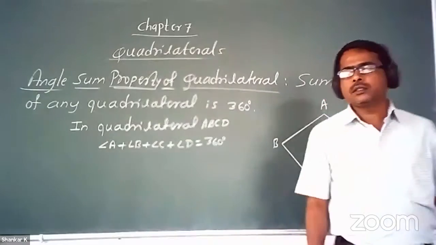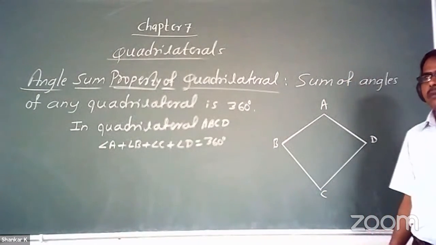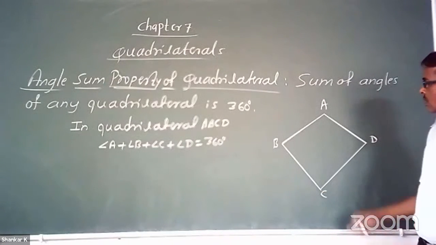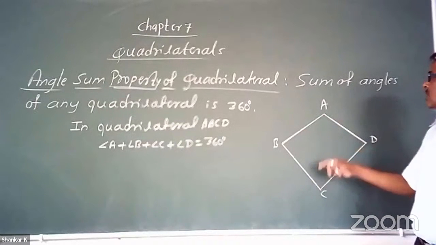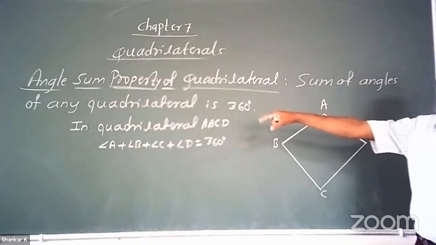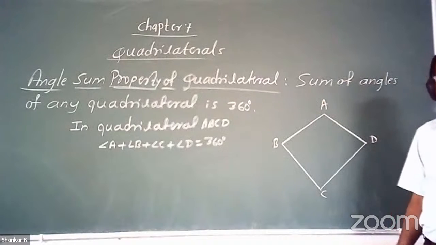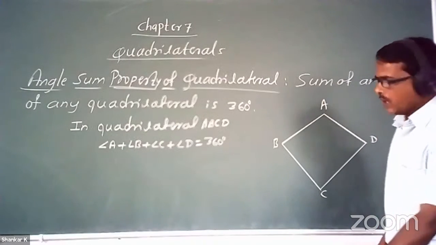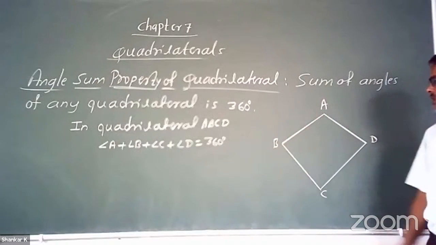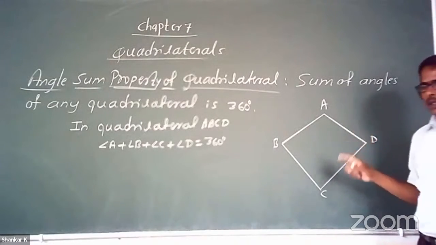You take a square, a rectangle, a parallelogram, a rhombus. In all quadrilaterals, sum of angles of any quadrilateral. We have to use the word any quadrilateral, meaning it can be a rhombus, square, rectangle, whatever. Sum of all angles will be 360 degrees. Okay, it's very easy to prove this.